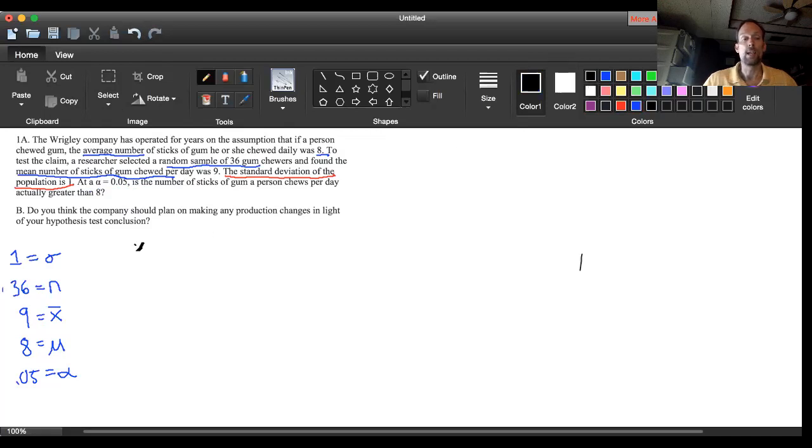I'm going to write in here my H0 and my H1. My null hypothesis is going to follow exactly the same format it always does. It's going to be mu set equal to my population average, which is 8. For H1, my key words are going to tell me that they're expecting the number of sticks chewed to be, they're asking if it's actually greater than 8. And that's given to me right here. Is the number of sticks chewed really greater than 8? So that's going to tell me I'm looking for a right tail test.